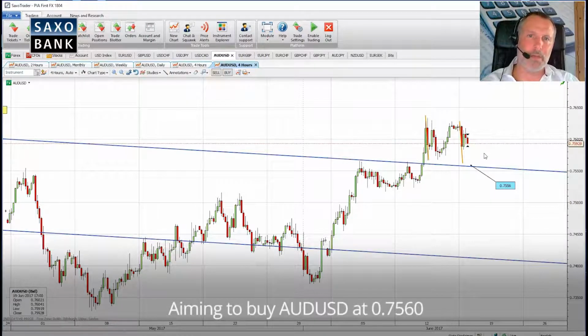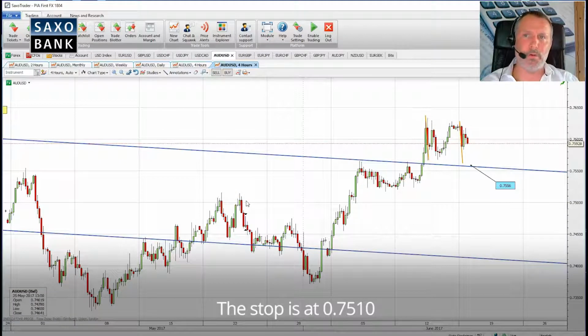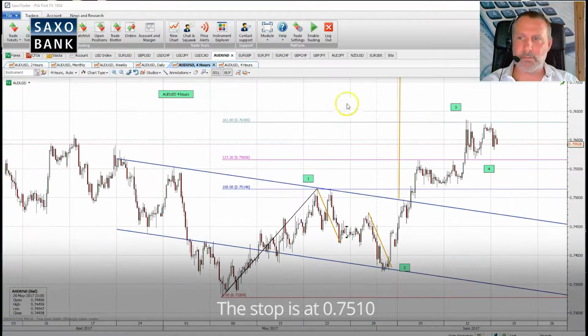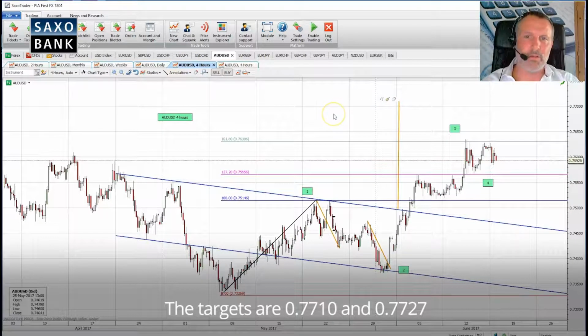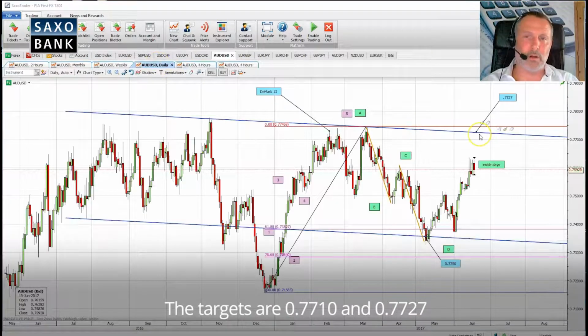So our call is to buy Aussie dollar at 75.60. The stop can be placed at 75.10, and that would actually break this bullish formation. The first target, just going back to this time frame, is 77.10, which is the measured move target for this head and shoulders breakout, and a move through there, and we'd look for 77.27, which is this trendline resistance.